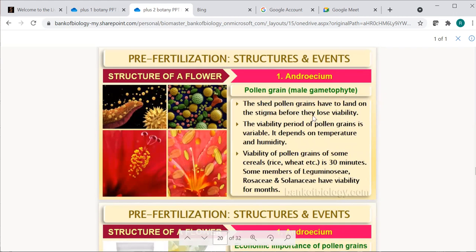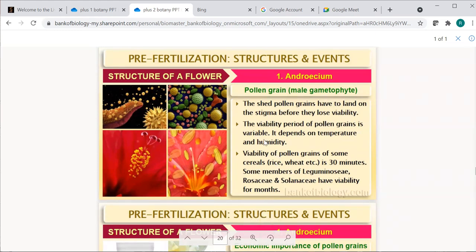So the next one is, they shed the pollen grains, which have to land on the stigma before they lose their viability. Because of the exine nature, the thorn-like structure in the pollen grain, that is why: when the pollen grains get released into the environment, they want to get stuck somewhere. That is why the outermost covering is a little hard and thorn-like, so that it can stick onto the stigma, the female reproductive part.